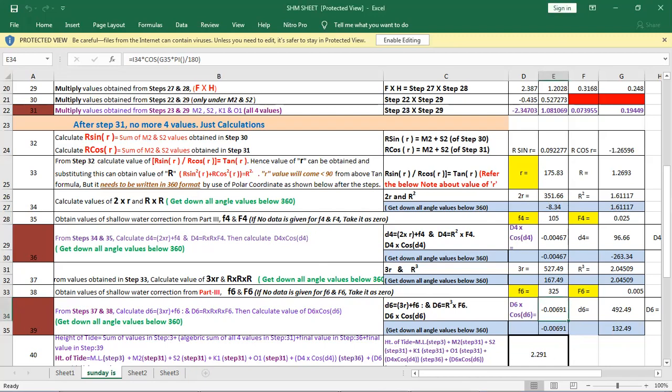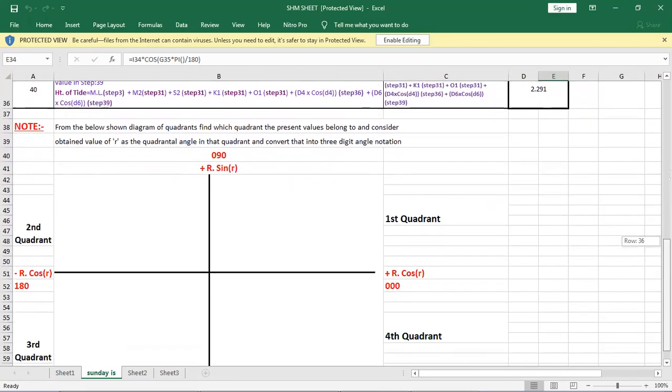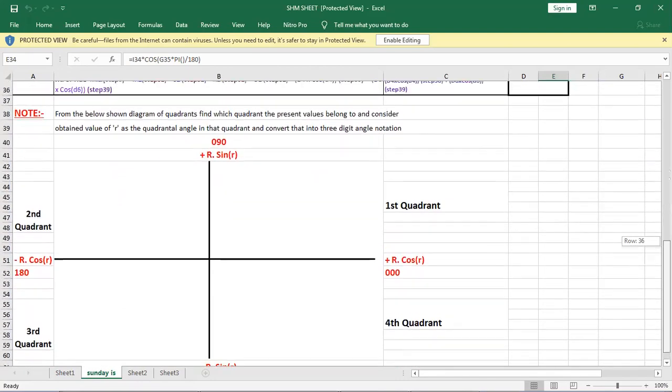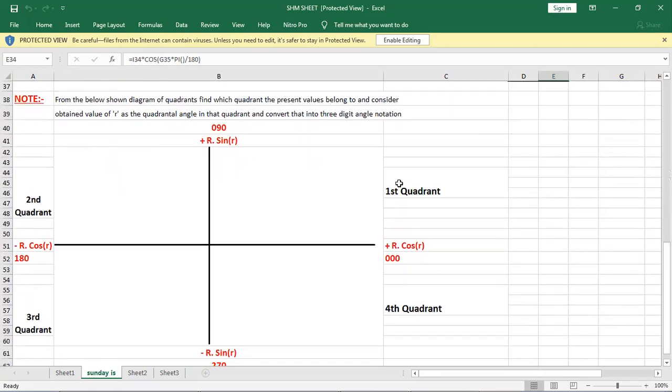So now let's see the polar coordinate system, where we mostly get doubts about the quadrants. First we need to understand what this polar coordinate system is, and why and how we use it to calculate the value of r. It is similar to your compass rose, but not the same. From the diagram of quadrants shown below, find which quadrant the present values belong to. So first we have to find the quadrant.